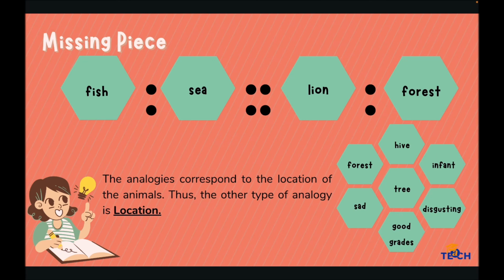And the last item is number 5. What do you notice with the compared words? Do they tell locations? If you say yes, then you are correct, as sea and forest are locations for fish and lion, and that is called location as a type of analogy.